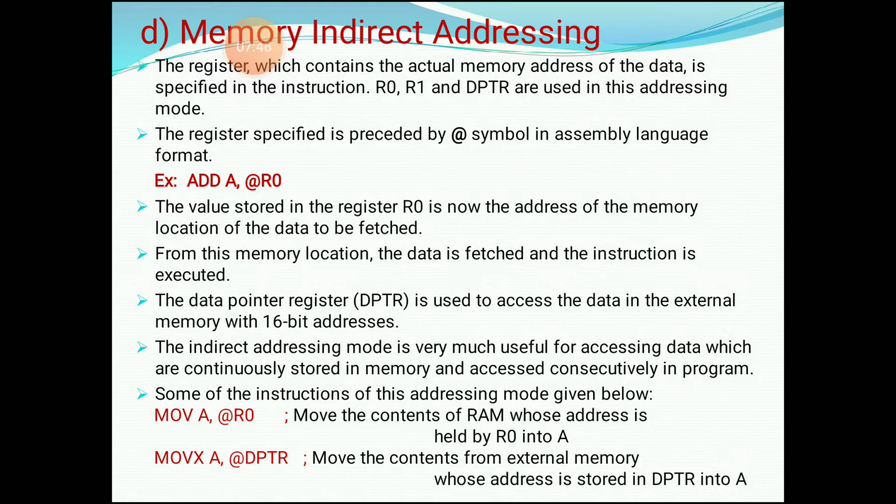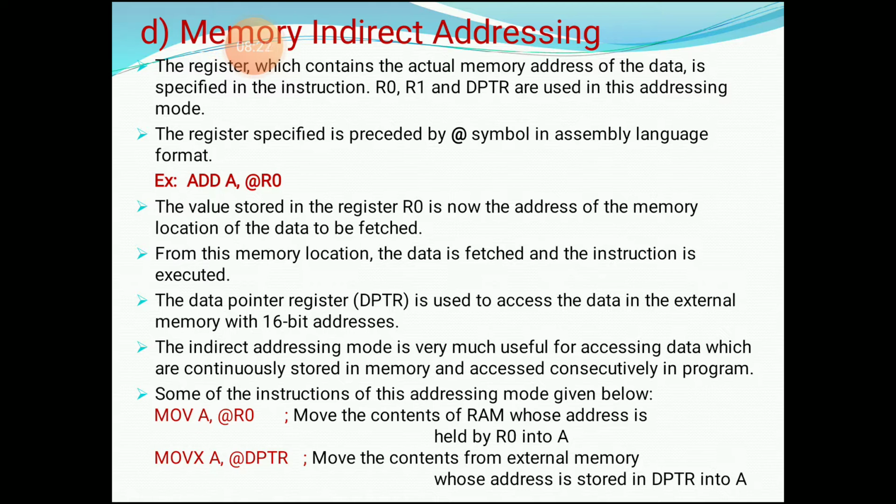From this memory location, the data is fetched and the instruction is executed. The data pointer, that is DPTR, is used to access the data in external memory by using a 16-bit address. The indirect addressing mode is very useful for accessing data which are continuously stored in memory and accessed consecutively in a program. Some of the instructions of this addressing mode are given below. MOV A, @R0. This instruction copies data from the address.